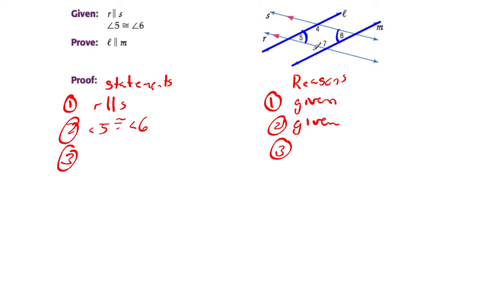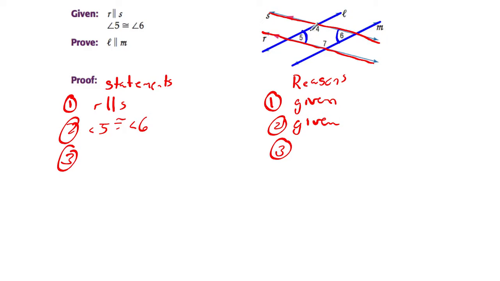Think about what 5 and 6 are. Think about the other relationships we have here. Also, we know that R and S are parallel. So how can I use that to my benefit? Well, if I know that R and S are both parallel, use line L as a transversal.